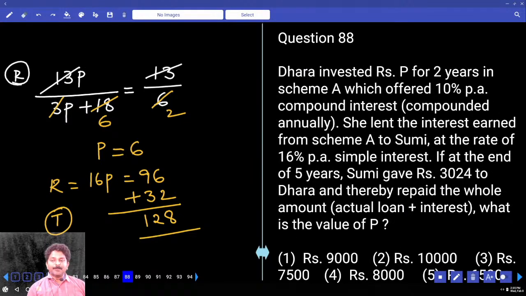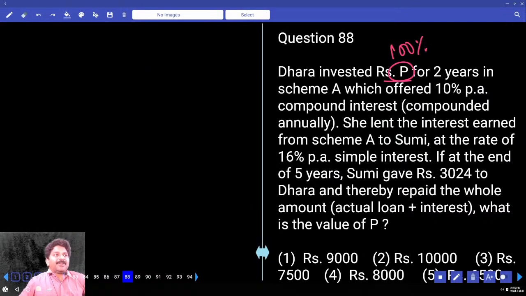Dhara invested P rupees for 2 years in a scheme A, which offered 10% compound interest compounded annually. She lent the interest earned from scheme A. Stop. Let me assume P as 100%. 100% money is invested in compound interest at the rate of 10% per annum for 2 years. How much interest we will get? 21% interest we will get.